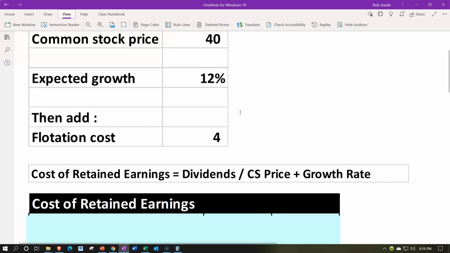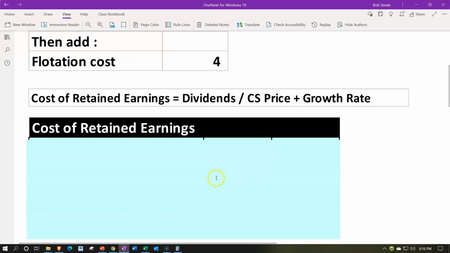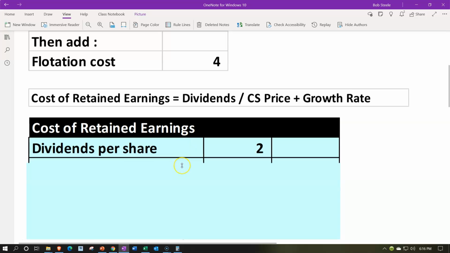So we'll do this calculation a couple of different ways. The first way we're going to call the cost of retained earnings, which is the dividends divided by the common stock price that we're going to issue. We're going to do this first in the order of operations, and then add the growth rate to get the total cost. So let's see what that looks like if we put that into a table type of format.